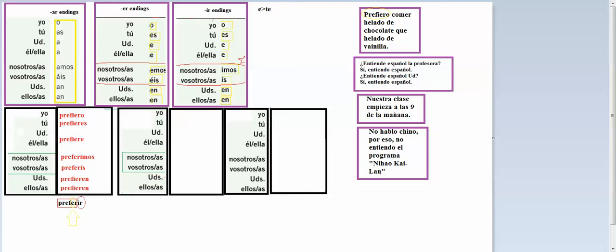Okay. The next verb that I'm going to look at is entender, which is right here. Entiende español la profesora? Sí, entiendo español.